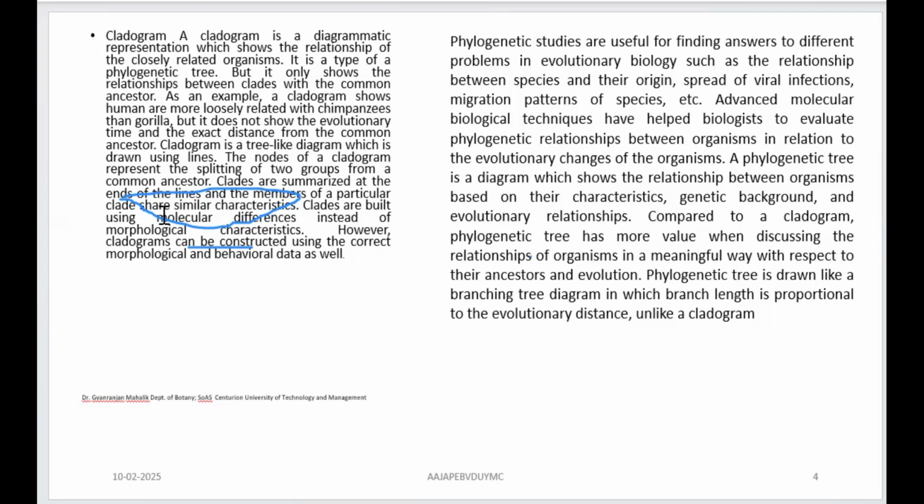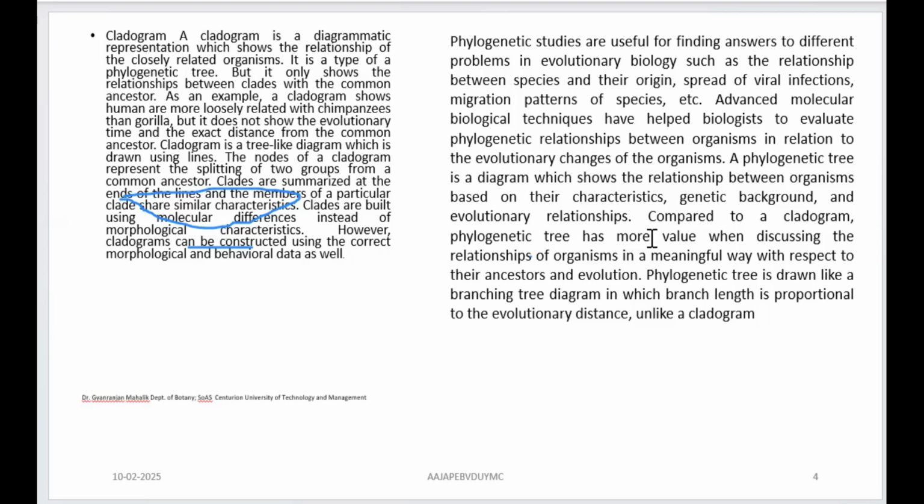Now come to another term, phylogenetic study and phylogenetic tree. When you talk about different advanced molecular techniques, you can evaluate the phylogenetic relationship between organisms in relation to their evolutionary changes. And that is how you develop a diagram, that is a phylogenetic tree. It shows you the relationship between organisms based on their characteristics, their genetic background, evolutionary relationships, and so on. So how do I compare a cladogram against a phylogenetic tree?